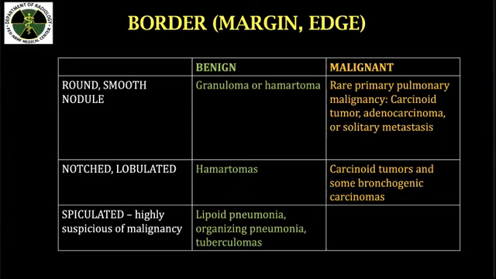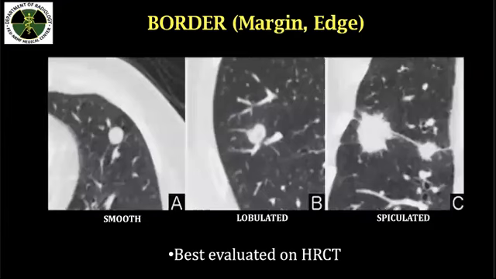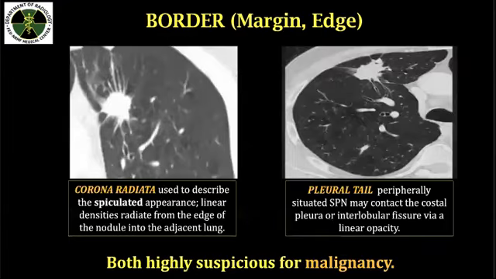However, there are some nodules that can be appreciated in an infectious process. If you're considering more of an infectious cause, one of the differentials could be lipoid pneumonia, organizing pneumonia, or even tuberculoma. So again, biopsy is highly suggested in these cases. This is an example of a smooth border, a lobulated border, and your spiculated border. This will be better assessed with the use of your HRCT.